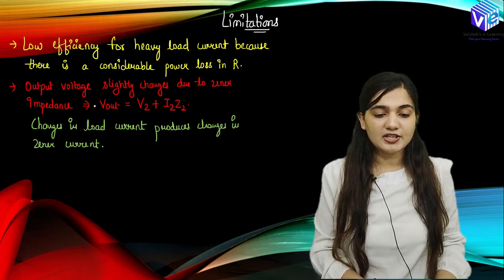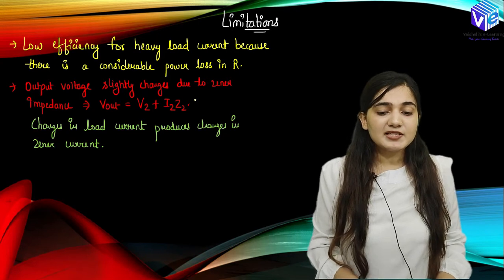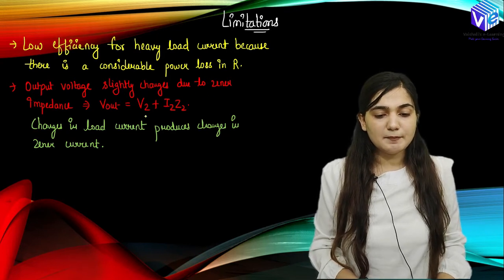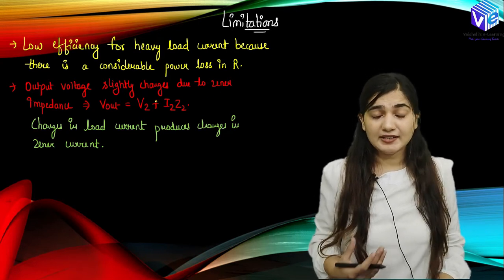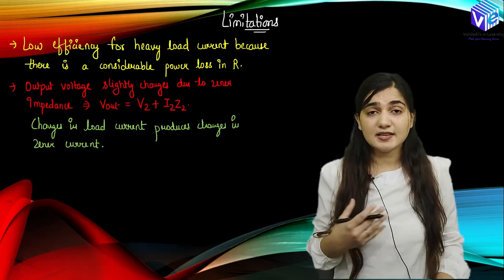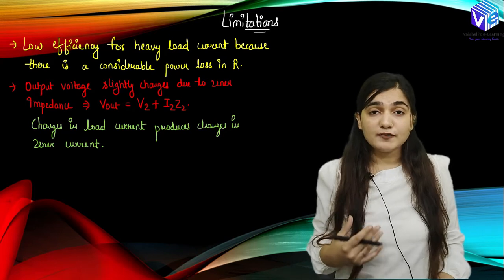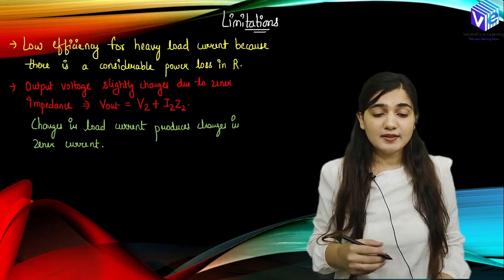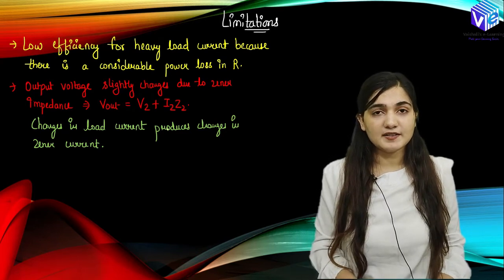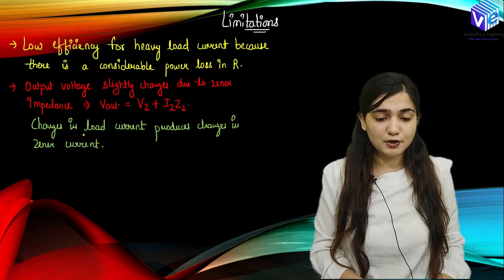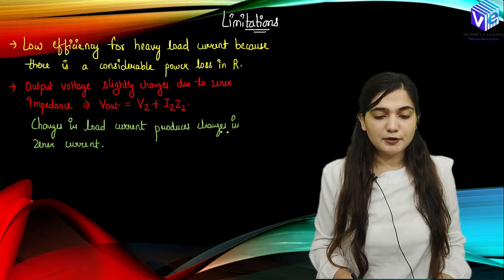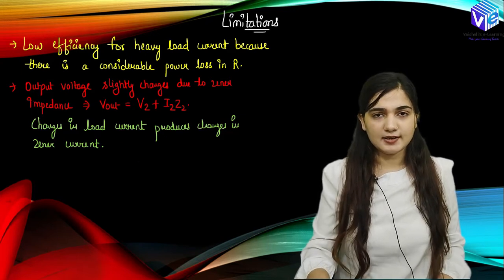Now, the second limitation is that the output voltage changes slightly due to the Zener impedance, because we neglected the impact of the Zener impedance in our calculation, but there will be some impact of the Zener impedance as well. So this should also be considered while calculating the output. So changes in the load current produce changes in the Zener current.